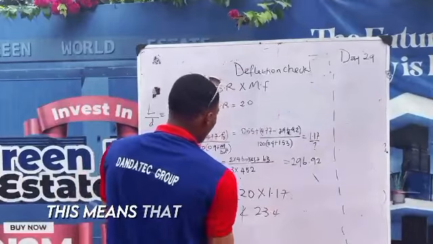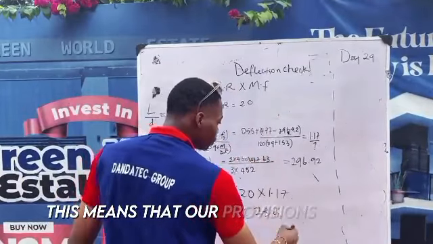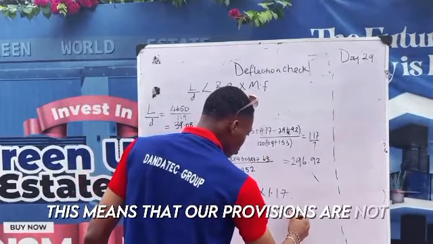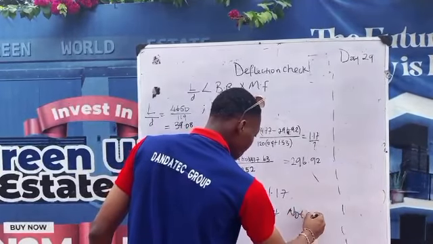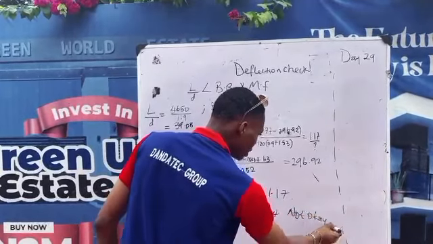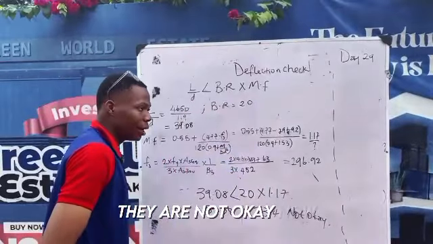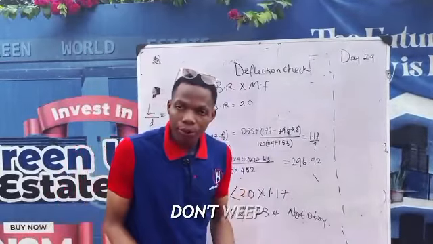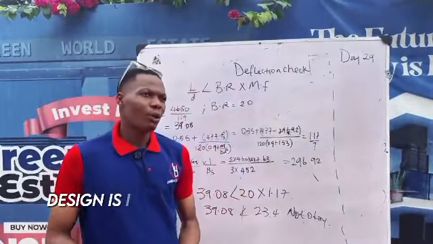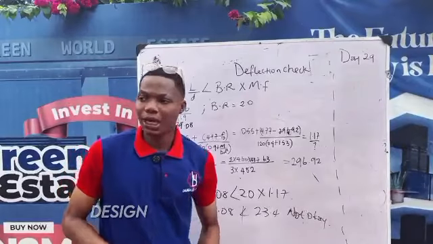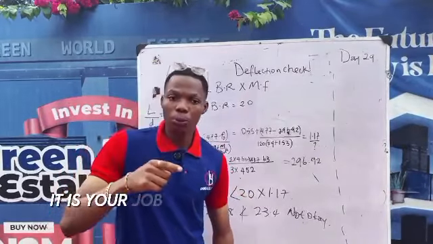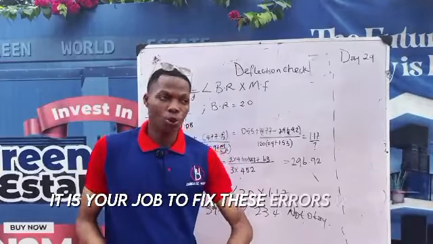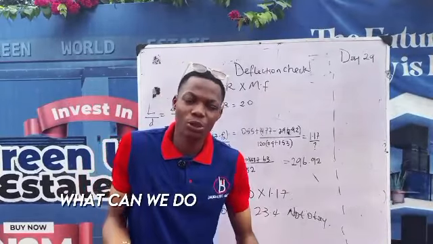This means that our provisions are not okay. They are not okay. Now, don't weep. Design is, I won't say design is trial and error, but design is subject to errors. So it is your job to fix these errors when you encounter them. So what can we do to actually fix this error?